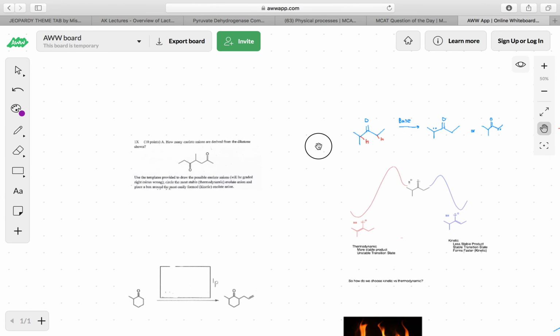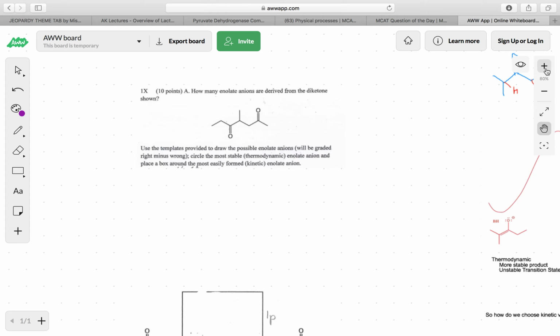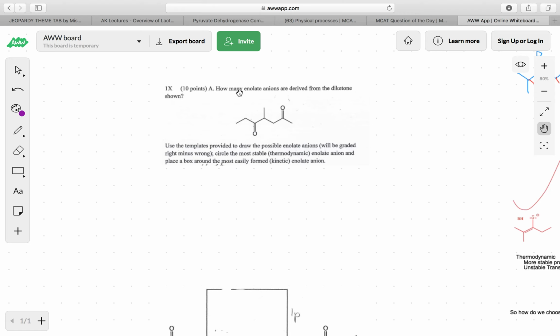Alright, great. So now here's the fun part. Here are the practice problems. So this is the first one. We have a compound here, and we're asking how many possible enolates can be derived. So I want you to draw all the possible ones and then circle the thermodynamic one and then place a square around the kinetic one.